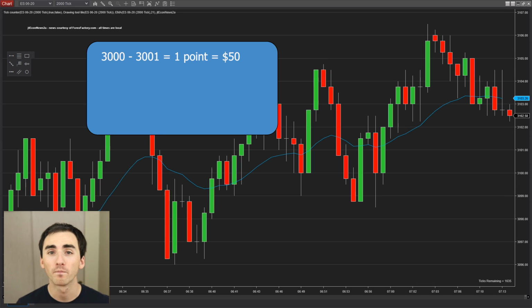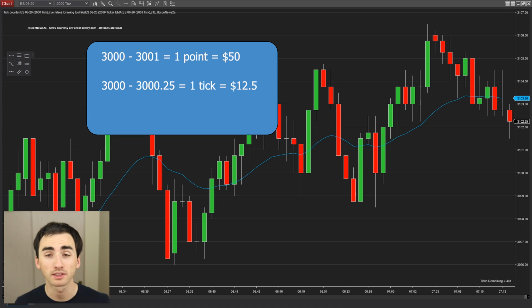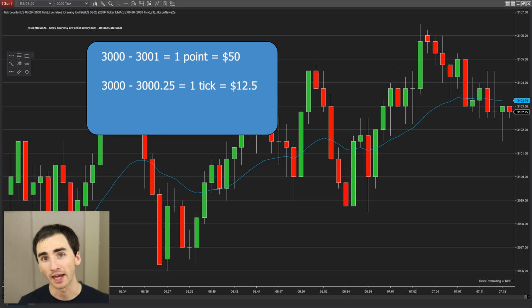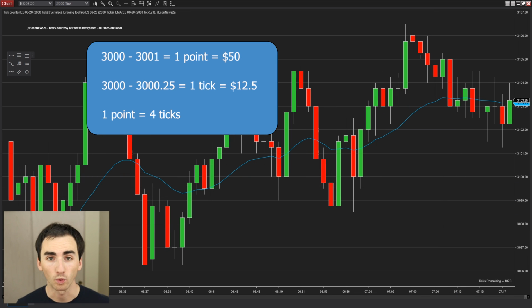And then as well, the market moves in a minimum amount of increments. It doesn't move by a penny, it moves by 0.25 or something called a tick. This is the smallest movement that happens, and this is 1/4 of a point. So this is valued at 1/4 of a point's value. 1/4 of 50 is $12.50. And so every tick in the market is going to be worth $12.50.